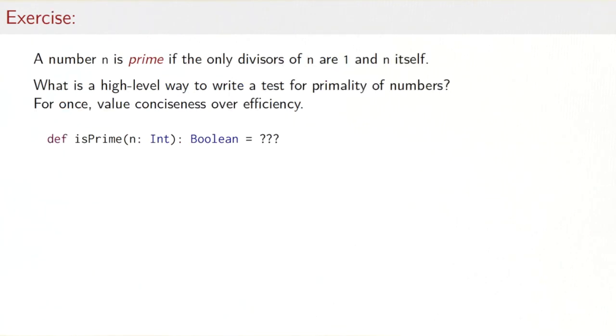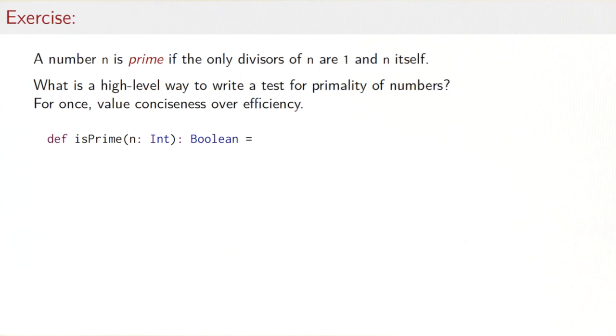So here's an exercise for you. You know that a number is prime if the only divisors of the number are 1 and the number itself. What's a good high-level way to write a test whether a number is a prime number? For once, I want you to value conciseness over efficiency, so I want you to express the test in the most abstract and mathematical manner possible. Don't worry about its efficiency. So we would have a test isPrime, it takes an Int and it returns a Boolean. And how would we define it?